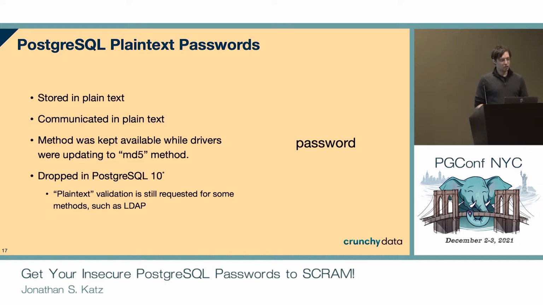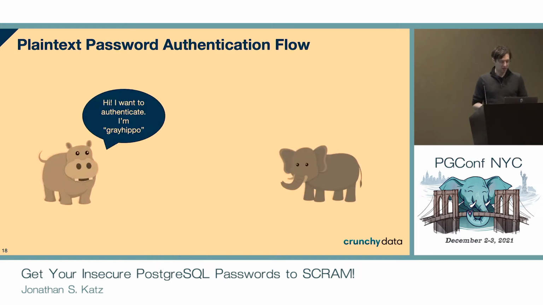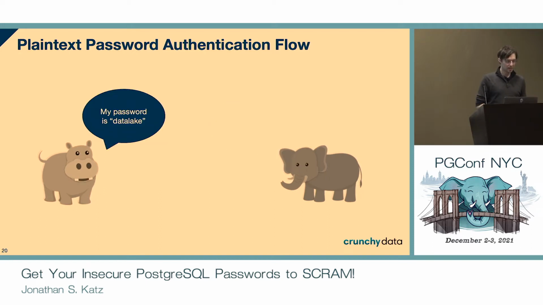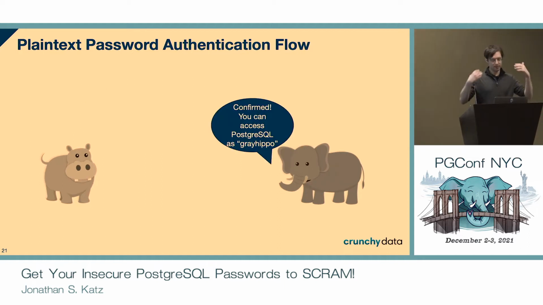So how did this authentication flow work? I'll speed through it because it's fairly straightforward. Hi, my name's GreyHippo, I want to authenticate. Postgres says, great, tell me your password. GreyHippo says, my password is data lake. Postgres says, confirmed, this matches, it's data lake, you can access your data.